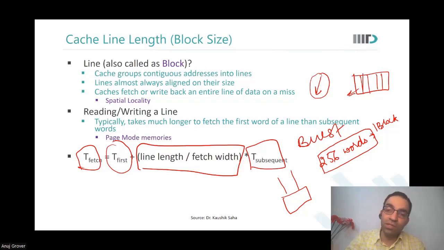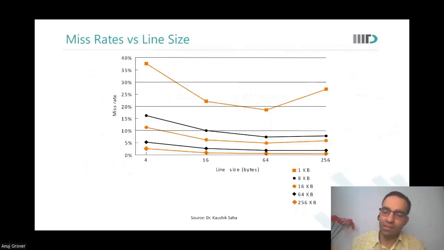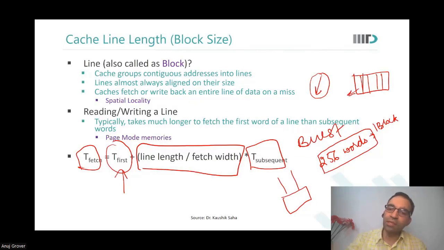So whenever there is a miss, how many cycles would you need? First, you will need to access the word for the first time. Then, since only 4 words can be accessed in one cycle, you will need what is called 64 additional cycles to read the subsequent words.